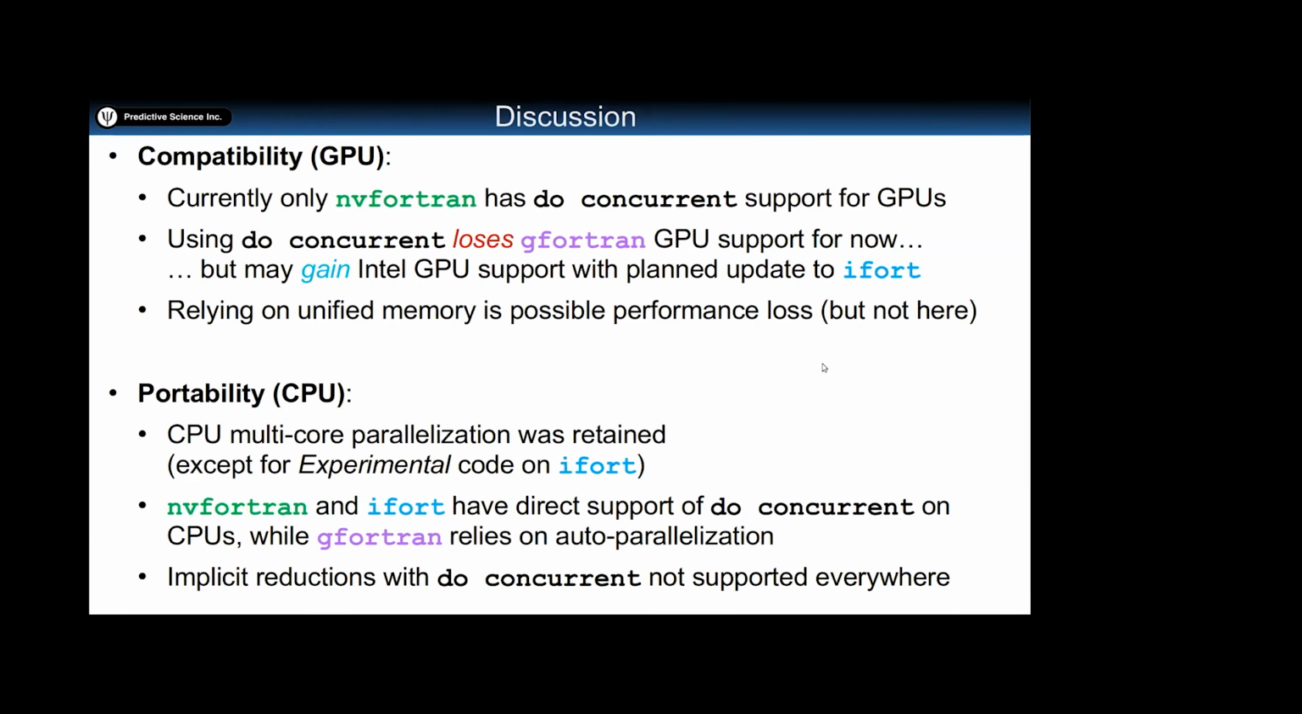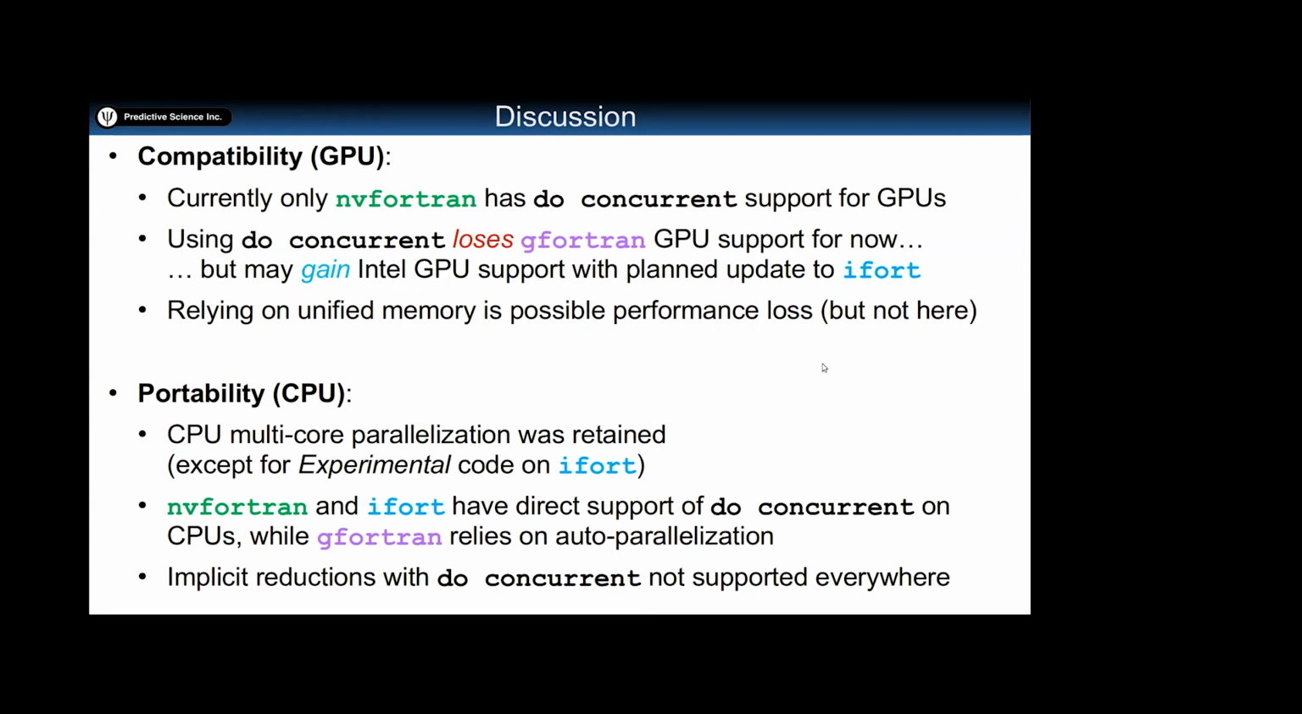So basically what we find is that NV Fortran has do concurrent support for GPUs. We lose our Fortran GPU support if we switch over to that completely, but we may gain Intel GPU support. Intel has said in a presentation that they plan to have do concurrent offloading for Intel GPUs. So by doing this switch, we might actually gain some portability there.